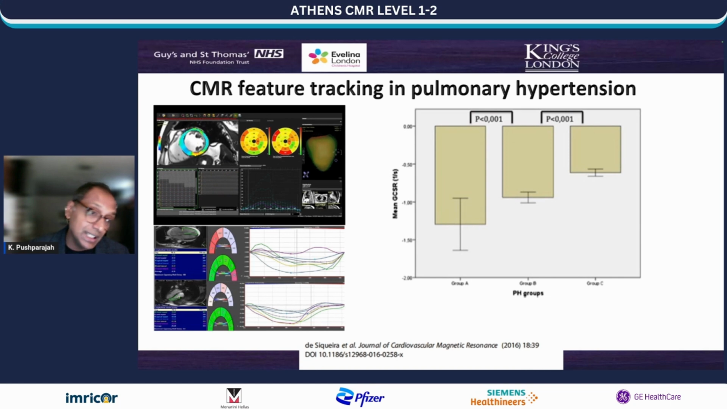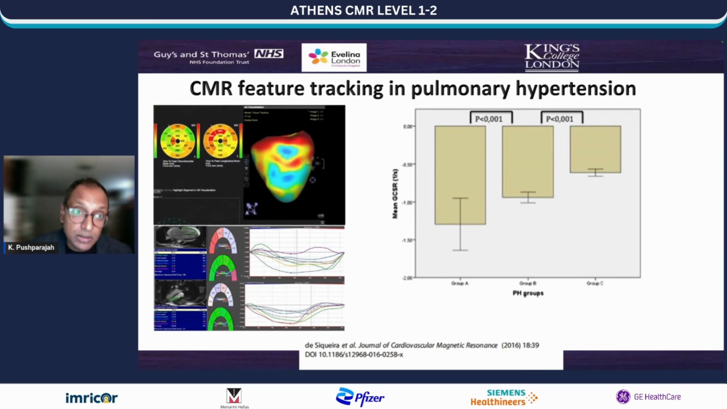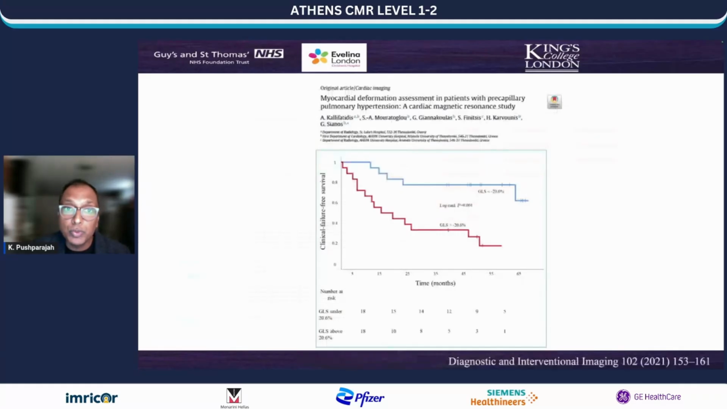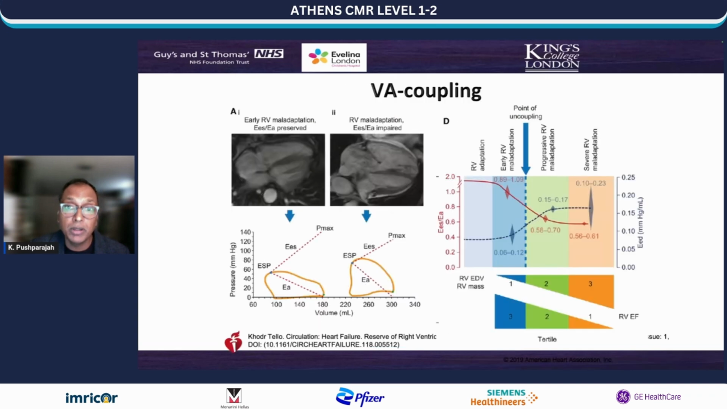Other than EF and stroke volume, you can also look at CMR feature tracking. And this is more useful in patients who have biventricular circulations. And you can see that the circumferential strain rate here is actually altered in some of the groups. And that also then translates very nicely in this study to your long-term survival, where you use global longitudinal strain as the prognostic marker.